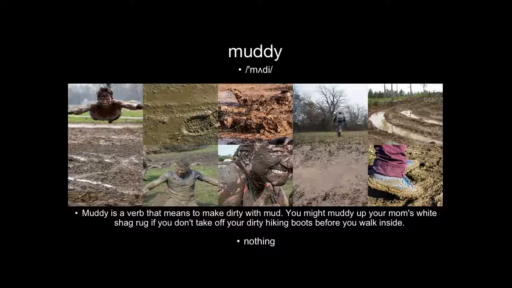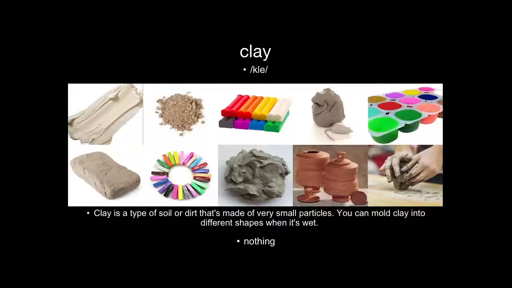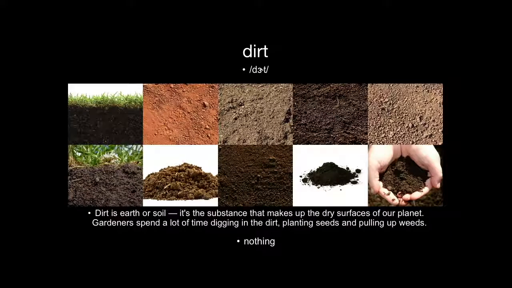Clay is a type of soil or dirt that's made of very small particles. You can mold clay into different shapes when it's wet. Dirt is earth or soil. It's the substance that makes up the dry surfaces of our planet. Gardeners spend a lot of time digging in the dirt, planting seeds and pulling up weeds.